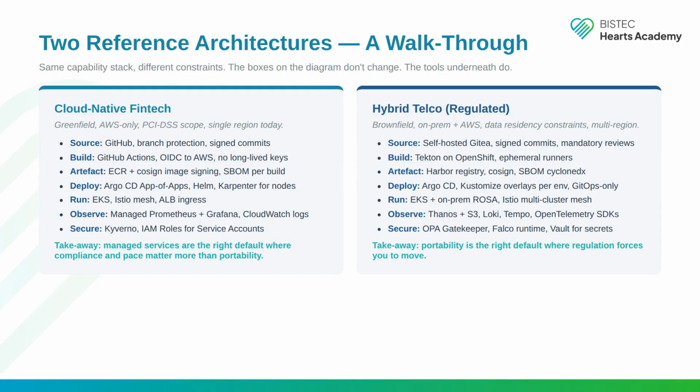Let us make this concrete. 2 real architectures, same capability stack, different constraints. Architecture A, a cloud-native fintech. Greenfield, AWS-only, PCI DSS scope, single region today.